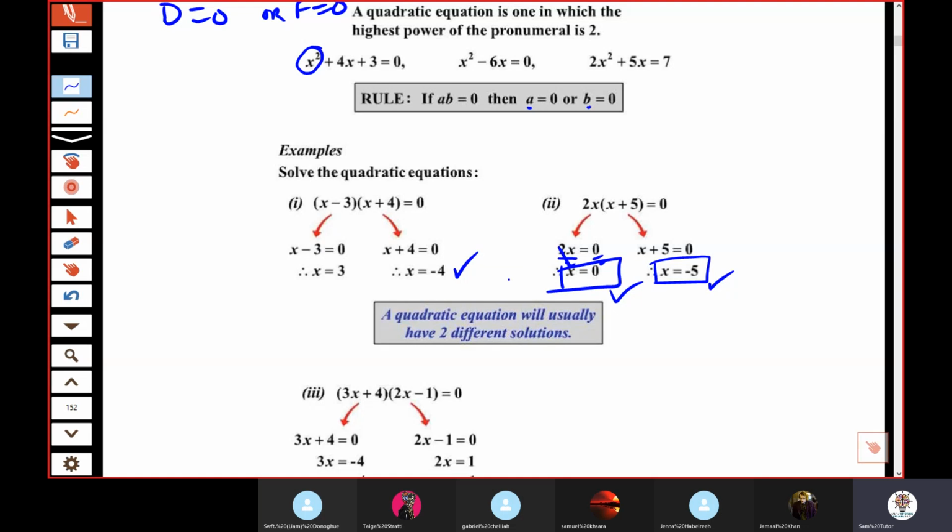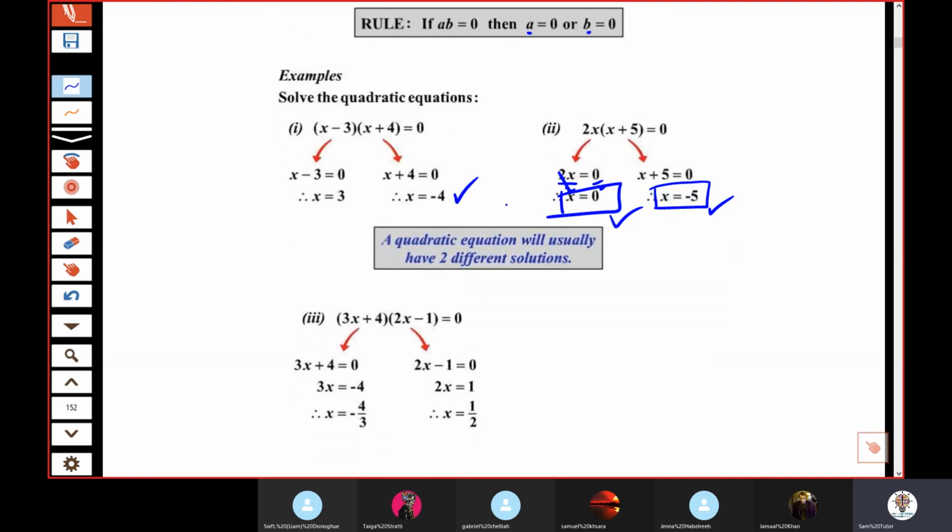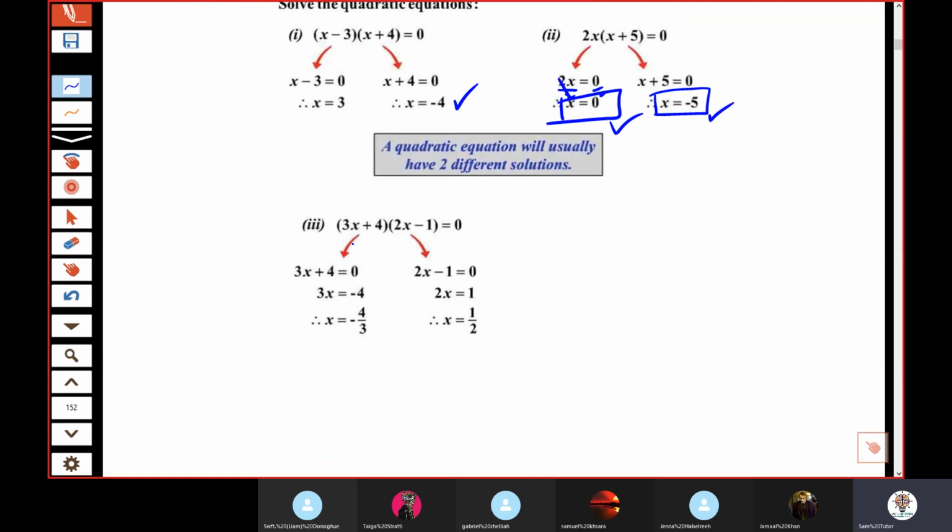Any questions? One more. Again, bracket 1, bracket 2 equals 0. What does that mean about bracket 1? It equals 0. What does that mean about bracket 2? It equals 0. And then you just solve. Plus 1, divide by 2. Minus 4, divide by 3. Easy?